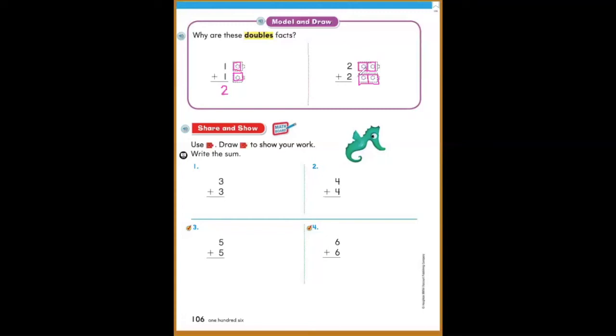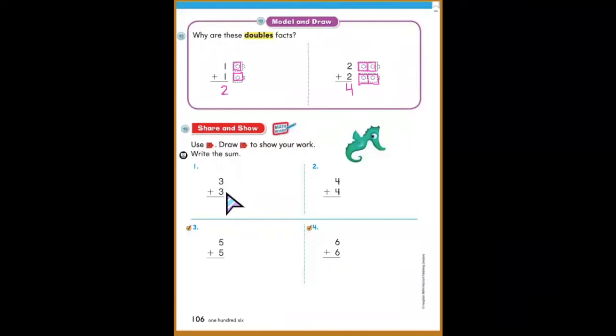Count the cubes. 2 plus 2 equals 4. Awesome. Now we can move on to the bottom half of our page. It says share and show. The directions say use cubes. Draw cubes to show your work. Write the sum. Number 1 says 3 plus 3.